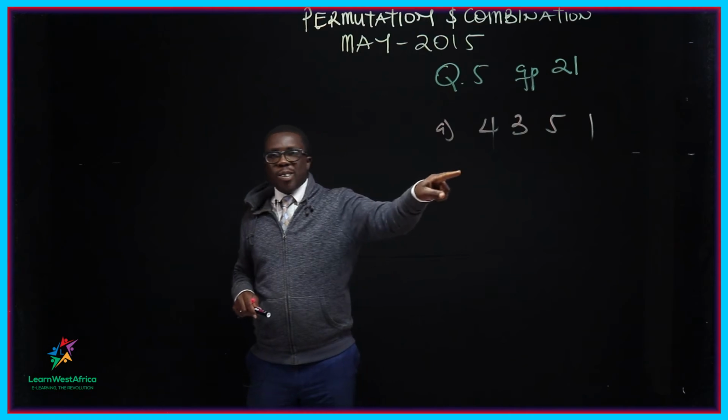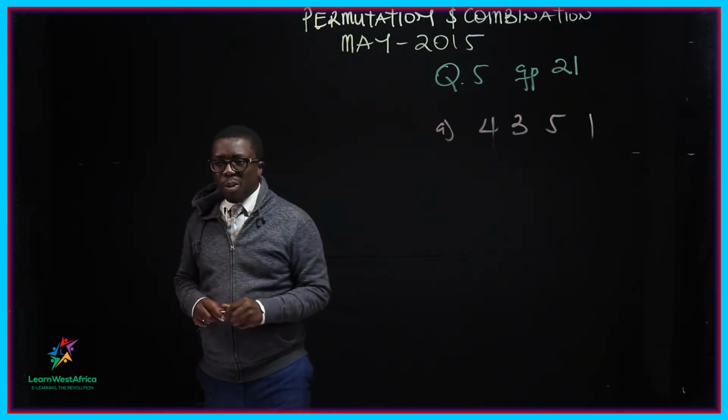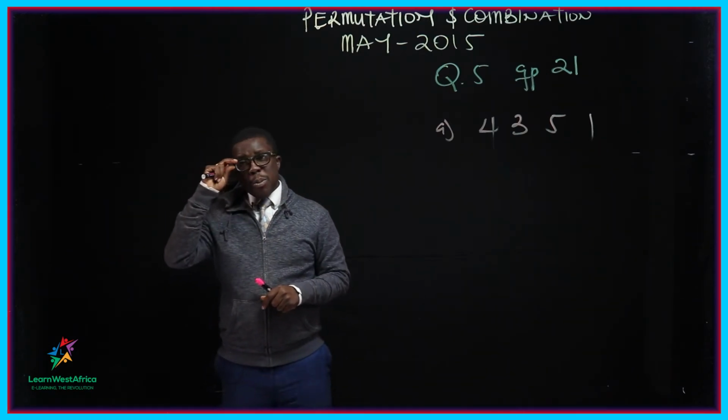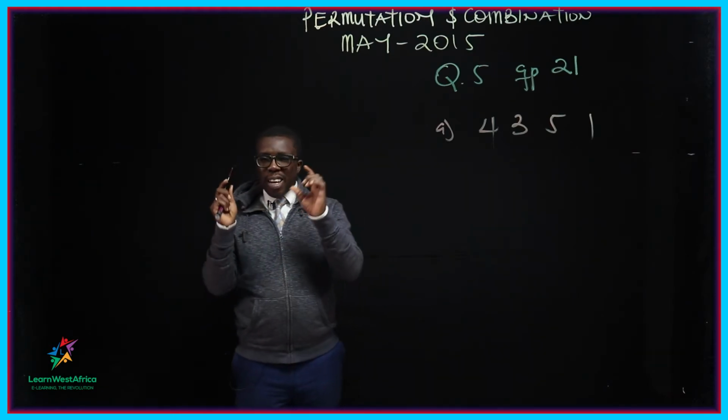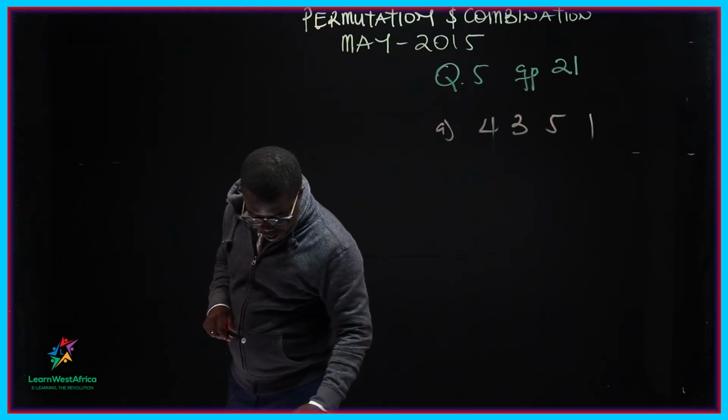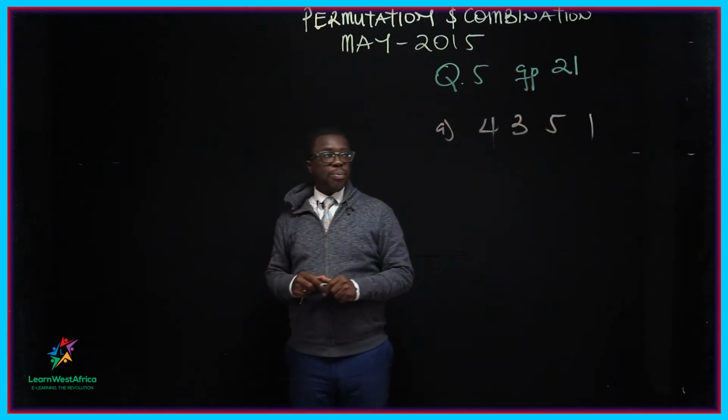So we are saying that this situation is a permutation and not a combination. Okay? So permutation or combination: the reason is that the order is important. That is the distinguishing feature about permutation. So that's the A part of the problem.